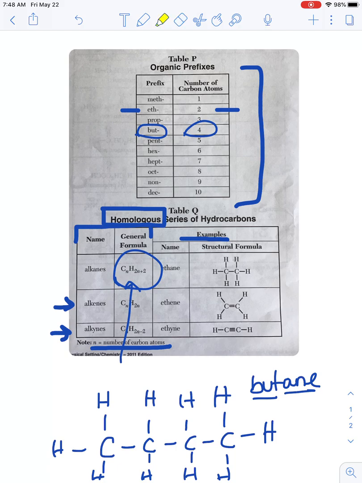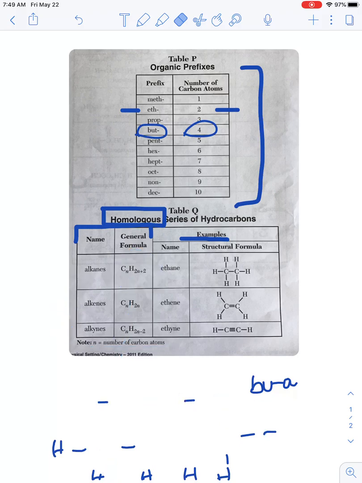Okay, and just to point out again, carbon is always surrounded by 4 sites. So that's 4. This is 1, 2, 3, 4, 1, 2, 3, 4, 1, 2, 3, 4. It must be surrounded by 4 sites or it's just not a molecule. Okay, moving on to alkenes.